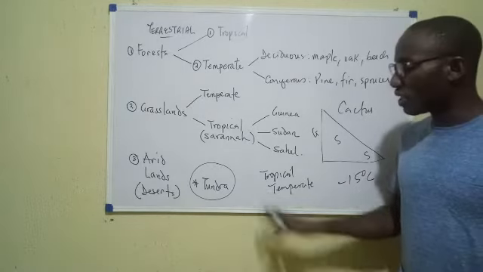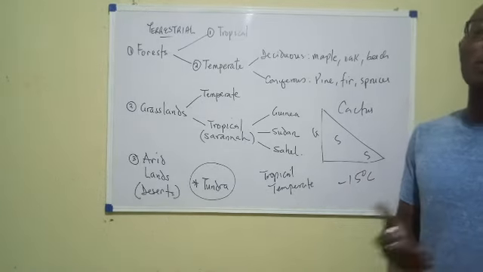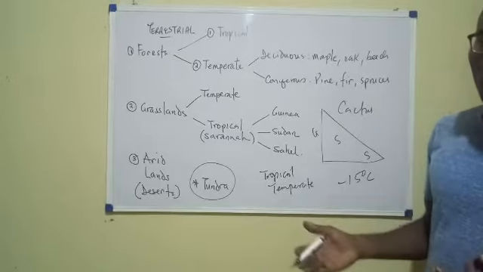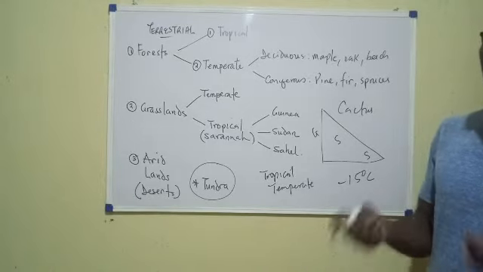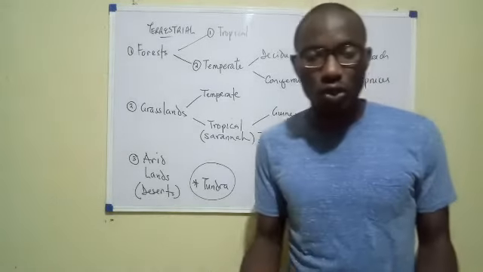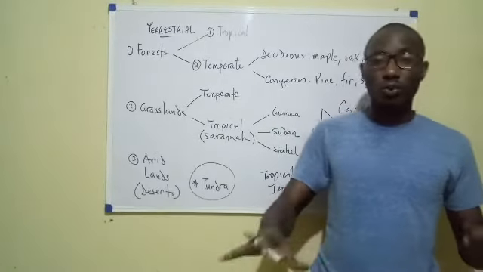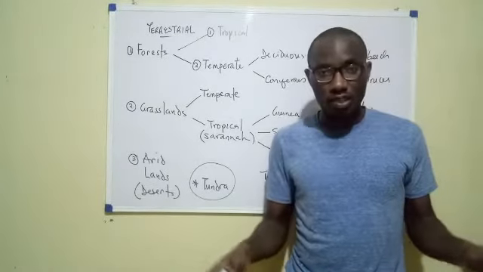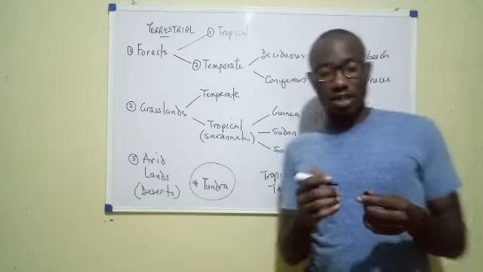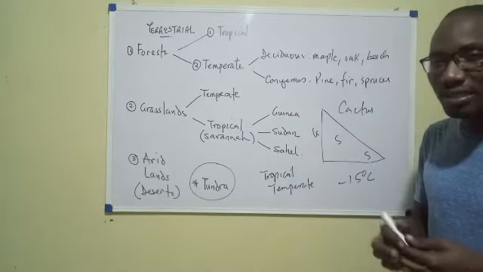So in a tundra, the soil is usually frozen. And with such frozen soil, plants cannot develop. You know, the water in the soil becomes frozen. In some instances, you don't even see the soil. What you see is ice all over the place. So that at the end of the day, you have a situation where plants cannot grow.